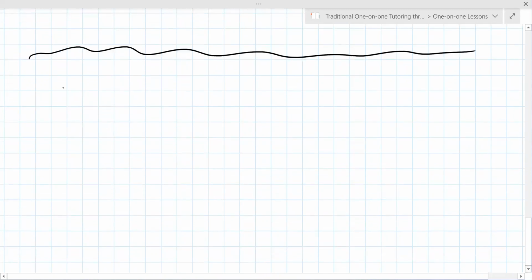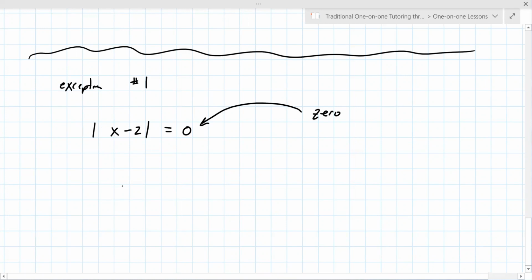Yep, now 2 exceptions. Exception number 1 is, let's say you have the absolute value of x minus 2 equals 0. When you have a 0, you just drop the absolute value. So it's x minus 2 equals 0. X equals 2. There's only one solution in this case.